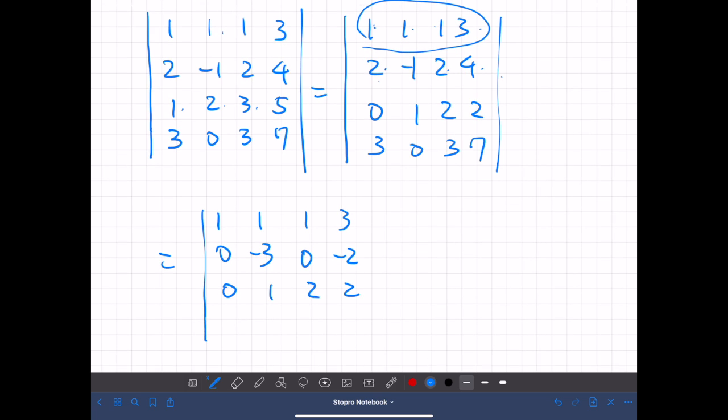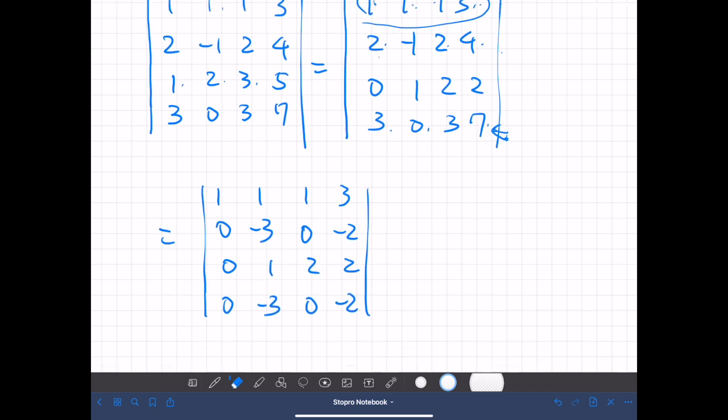And let's do the same thing with the fourth row. So we subtract 3 times the first row from the fourth row. So 3 minus 3 times 1 is 0. And 0 minus 3 times 1 is negative 3. And 3 minus 3 times 1 is 0. And 7 minus 3 times 3 is negative 2.